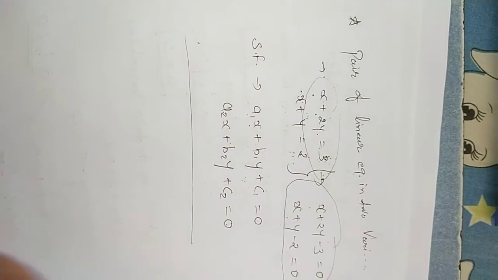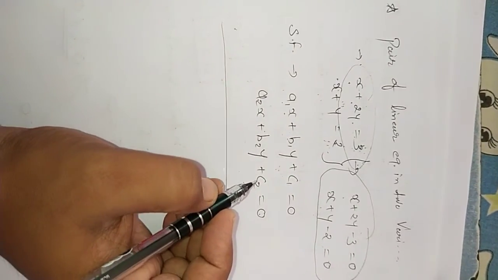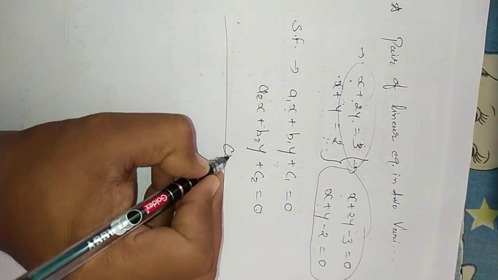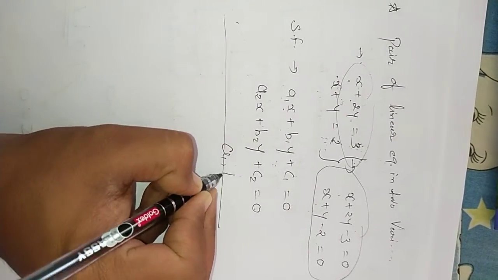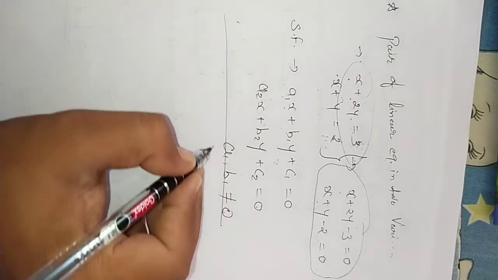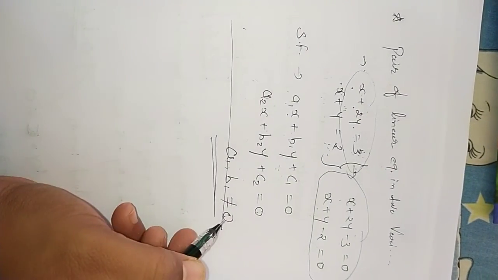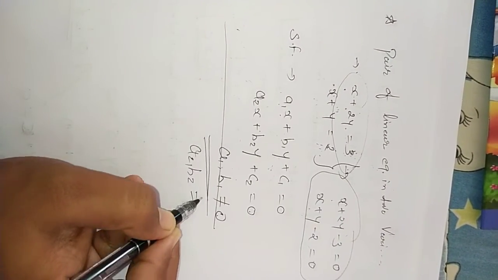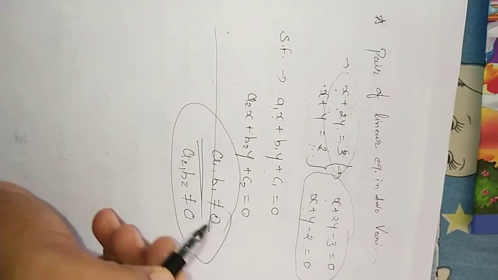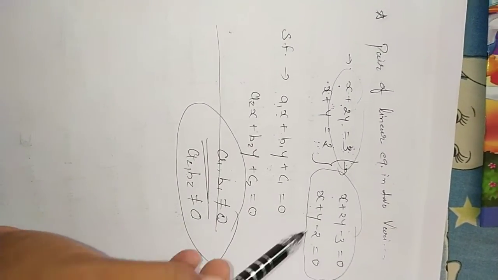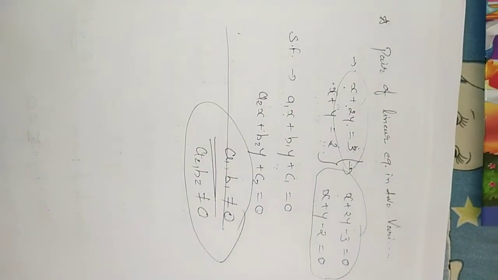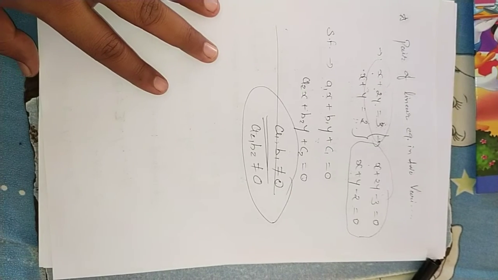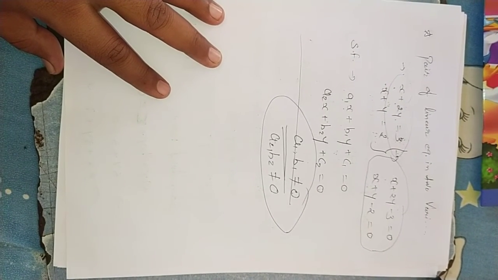So this is the standard form of a pair of linear equations in two variables. There is also a condition: a1 and b1 cannot be 0 at the same time, or simultaneously. Similarly, a2 and b2 in the second equation both cannot be 0 at the same time. Okay, so this was the standard form of a pair of linear equations in two variables. We'll see the next method and exercises in the next lecture.